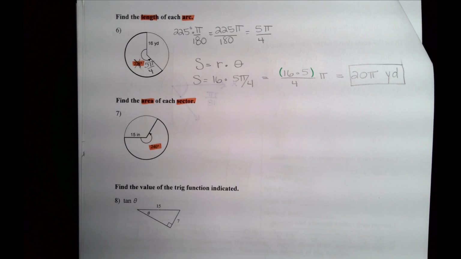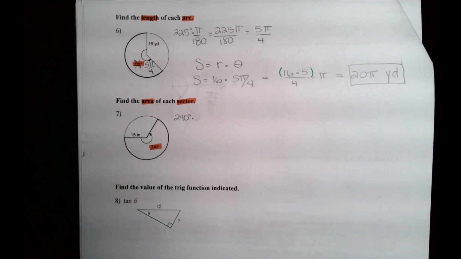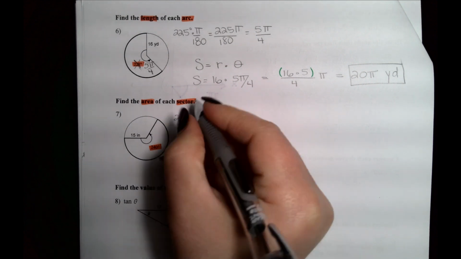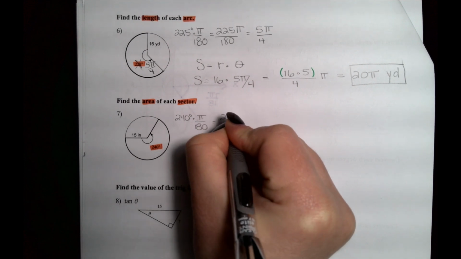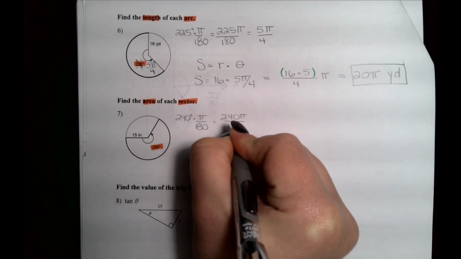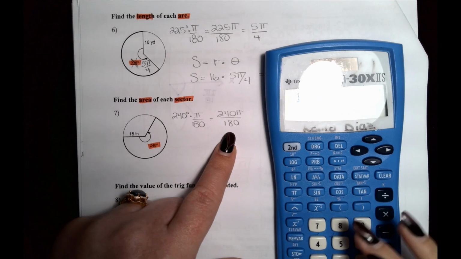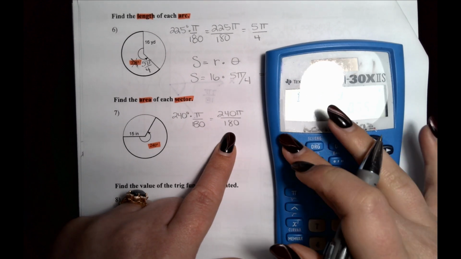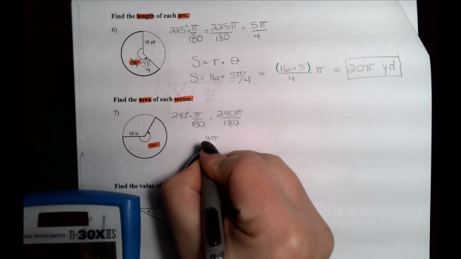Next one is asking for area. Again, we can't have this 240 degrees. Degrees are not allowed when it comes to length and area of a sector and arc. So we're going to multiply this by pi over 180, 240 pi over 180. Again, I'm going to cheat, and I'm going to type this in as a reciprocal into my calculator and flip it back to 4 pi thirds as my measure.